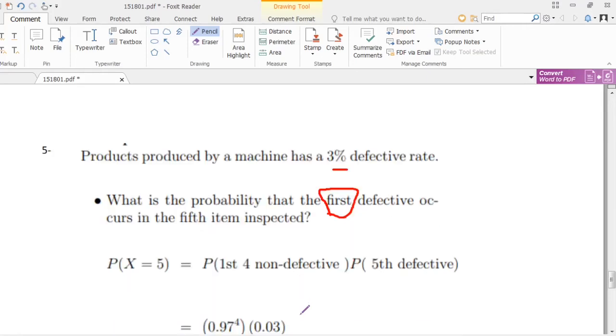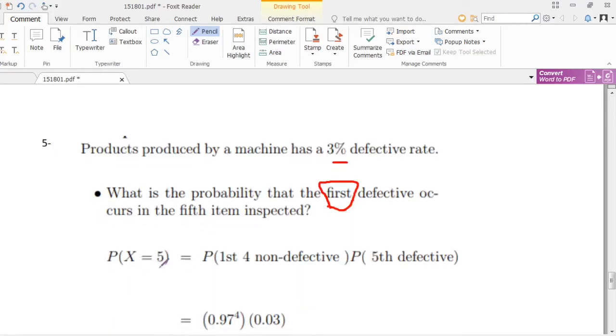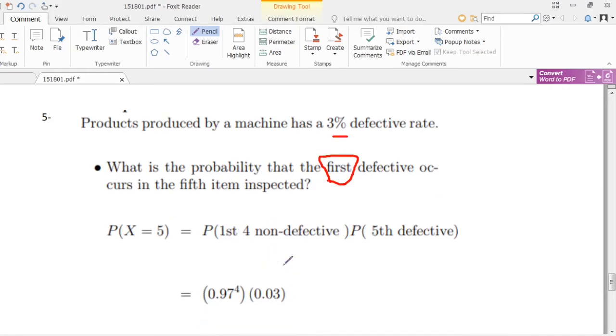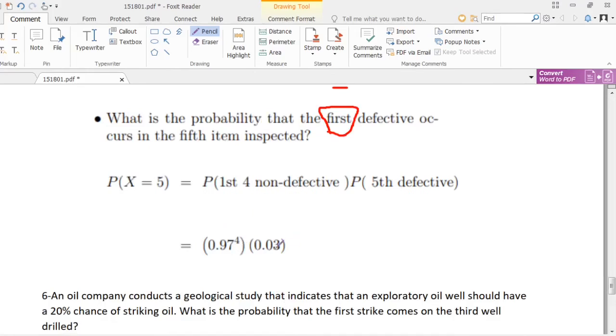So we have here P of X equals 5. So P for non-defective probability, which is 0.97 to the power 4 times 0.03, and we'll get the result of it.